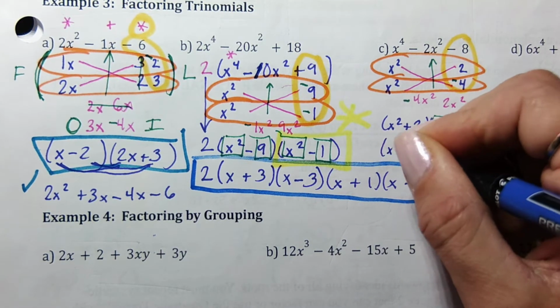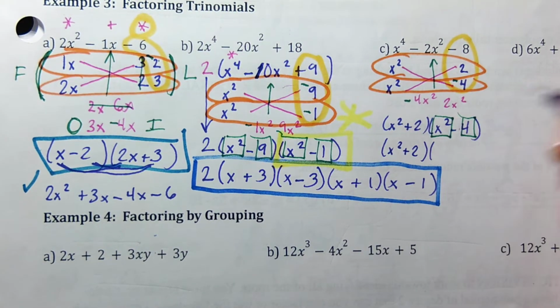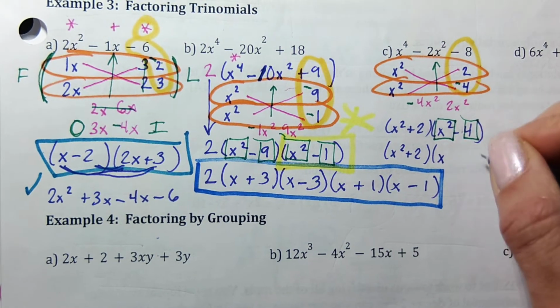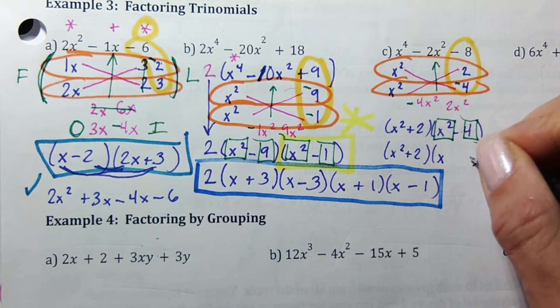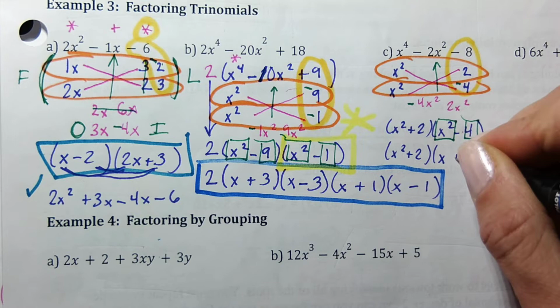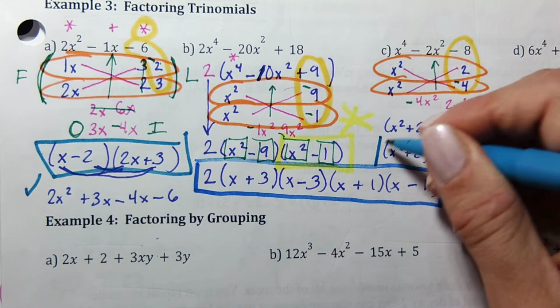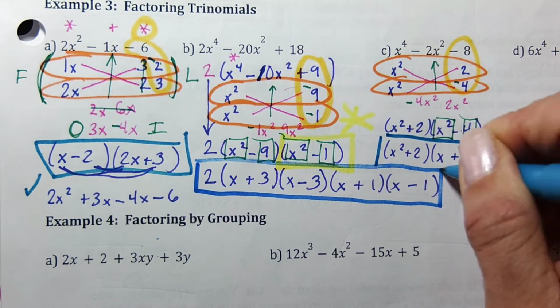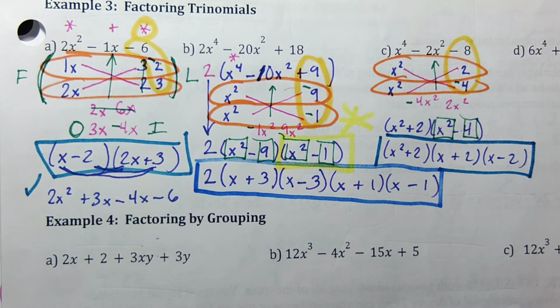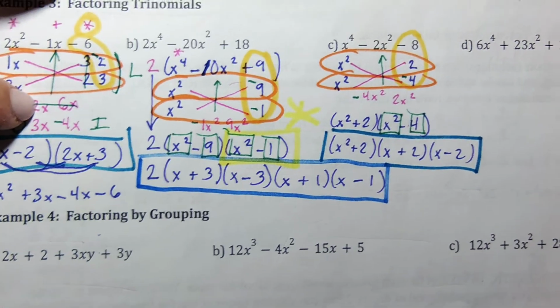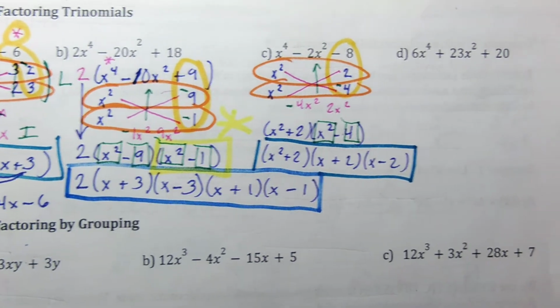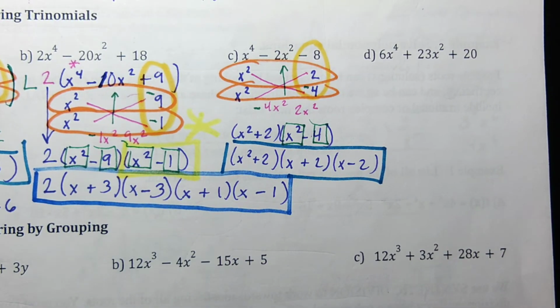So we'll have that x squared plus 2. Perfect square factors of x squared, x and x. Perfect square factors of 4, 2 and 2. One gets a plus, one gets a minus. And that's our factored form. Any questions so far?